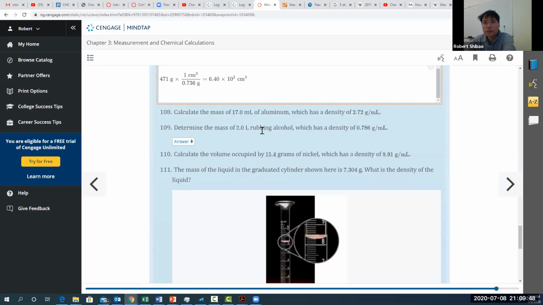Determine the mass of 2.0 liters of rubbing alcohol given its density. And so here we got liters. So if we get the milliliters of rubbing alcohol, then we can get grams, because this density is only good for rubbing alcohol. It's not good for anything else. So it's very specific to that.